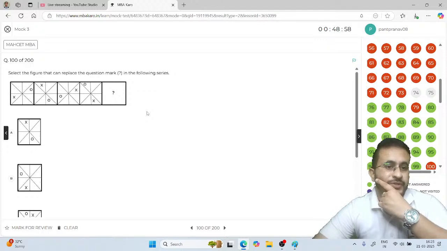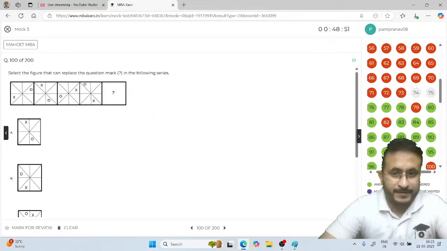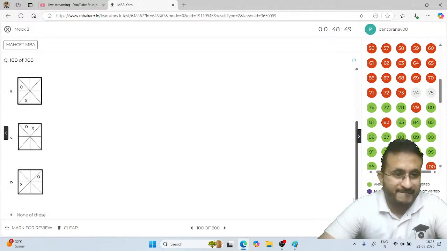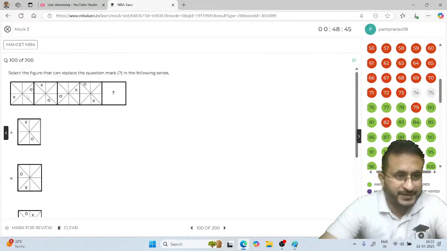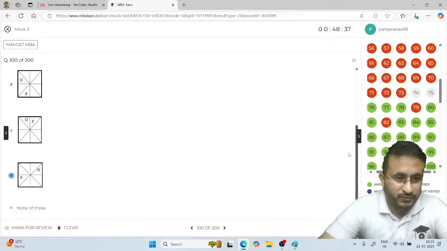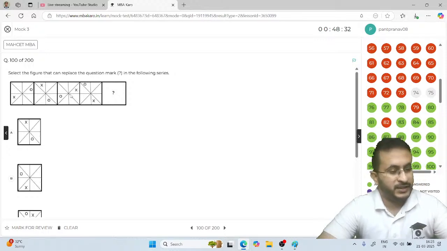X moves two places, two places. X will come to this place. So here. And O, let us see, O was here. 1, 2, 1, 2, 1, 2, 1, 2. So O will be this side. So first, original image will be recreated. So they are moving two positions in each step.